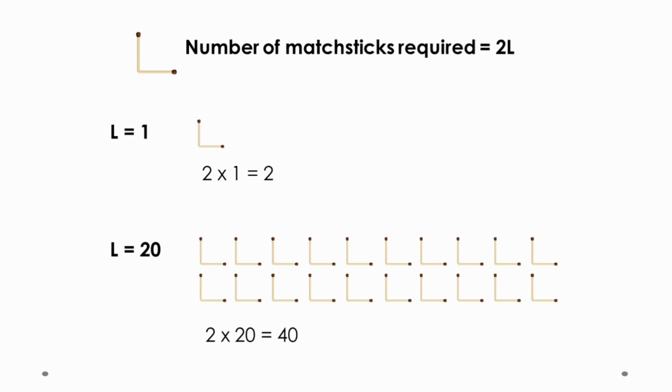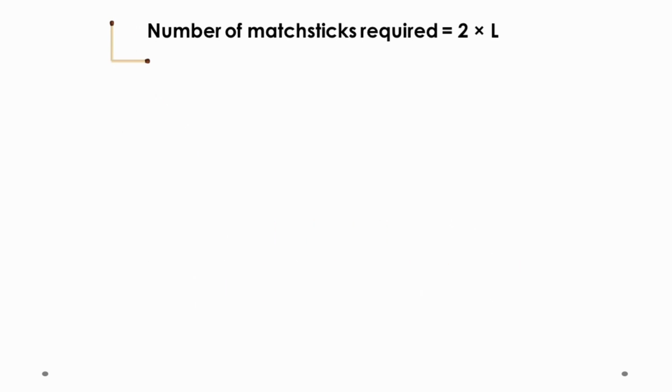Now let's understand the term variable. In the equation, number of matchsticks required is equal to 2L, the letter L here is the variable. The term variable comes from the word change. The value of a variable is not fixed. It can have any value. In the equation, we have a number 2 which has a fixed value, but L does not have a fixed value. Its value can turn out to be any number. We are supposed to find the value for L.